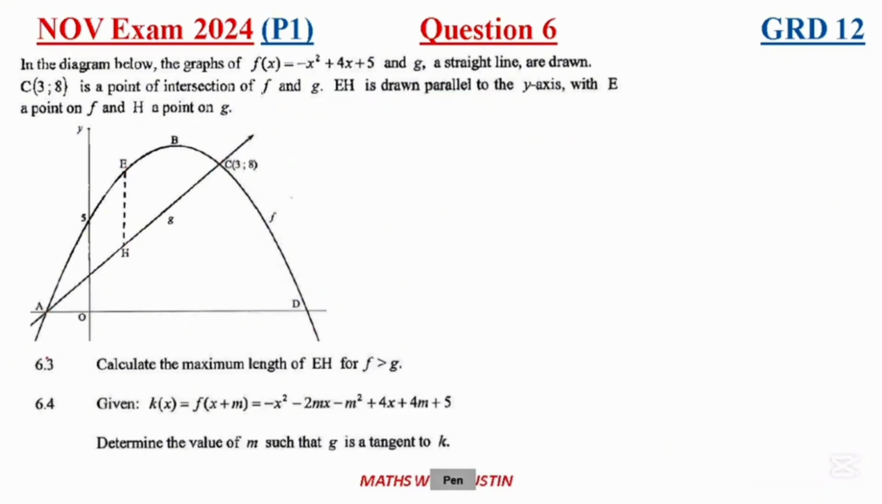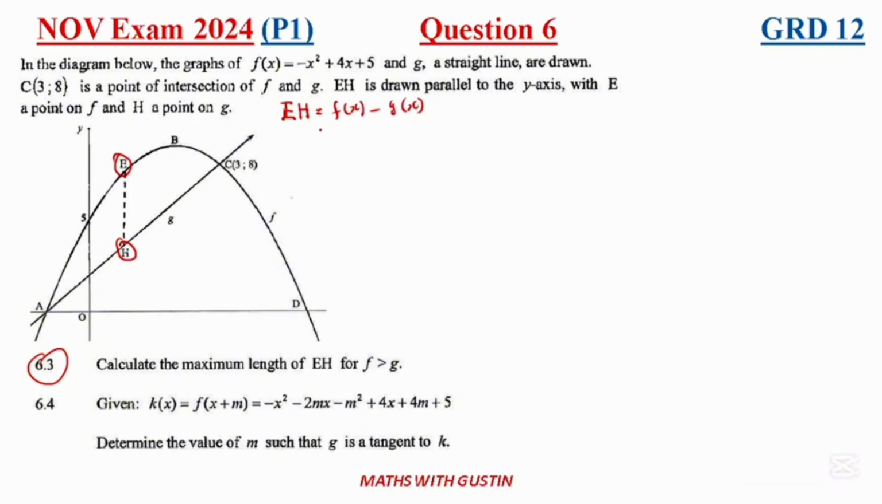6.3 here says calculate the maximum length of EH for h greater than g. So they want us to calculate the length here, this length in between the two curves. So it will calculate the length between the two functions. Please, guys, take note, you need to minus the two functions. Okay, so you are going to start by saying f of x minus g of x.